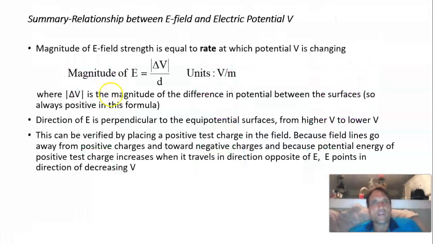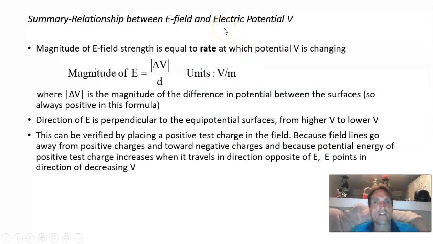So just to summarize this, the magnitude of the electric field strength at any location is equal to the rate at which the potential V is changing. In other words, the potential difference in volts per meter.